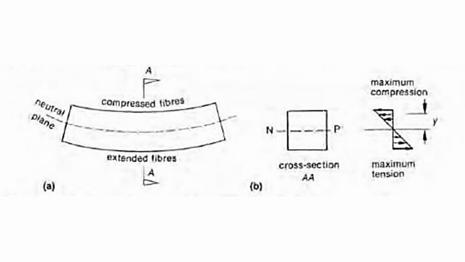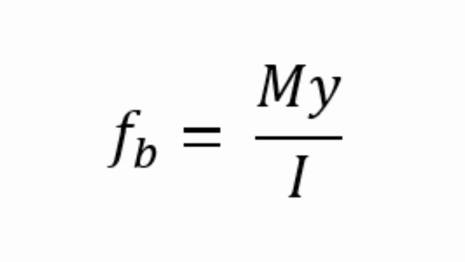Mathematically, the distribution of the stress in the cross-section of a beam can be summarized as the relation between the bending moment, M, at a given cross-section, the distance, y, from the neutral plane to a particular fiber, and I, the moment of inertia of the cross-section. Let's apply these concepts to solve engineering problems.